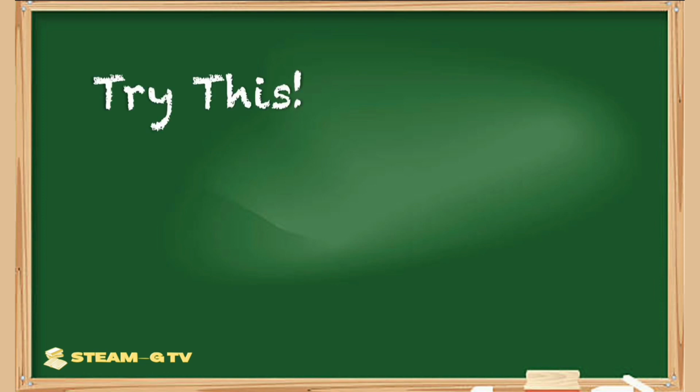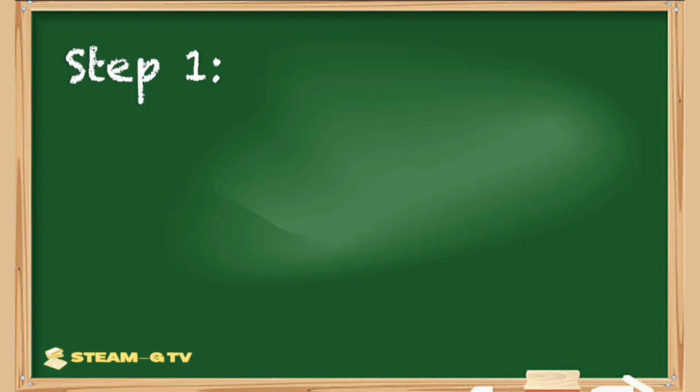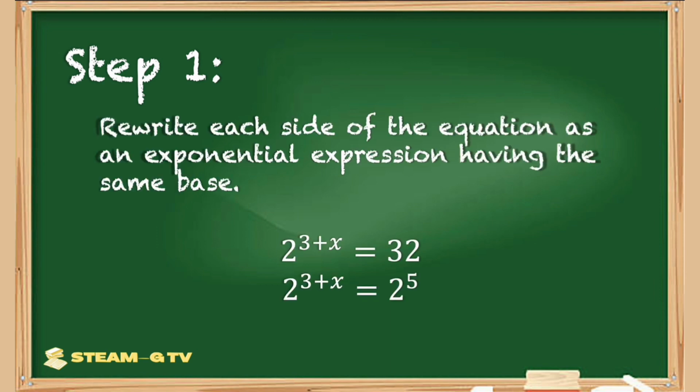Let's try to solve the equation 2 raised to the power of 3 plus x equals 32. Again, the first step is to rewrite each side of the equation as an exponential expression having the same base. So, 2 raised to the power of 3 plus x equals 32 becomes 2 raised to the power of 3 plus x equals 2 raised to the power of 5.